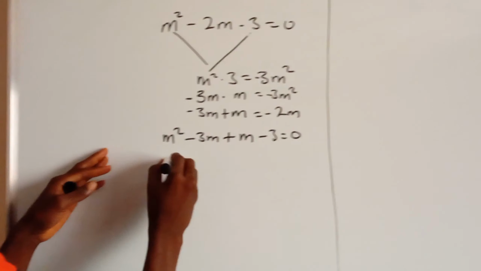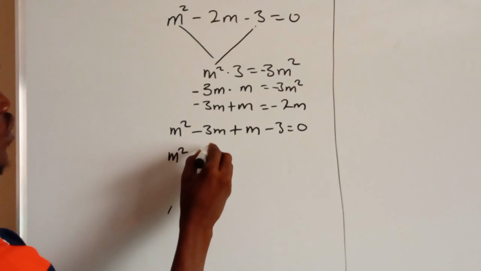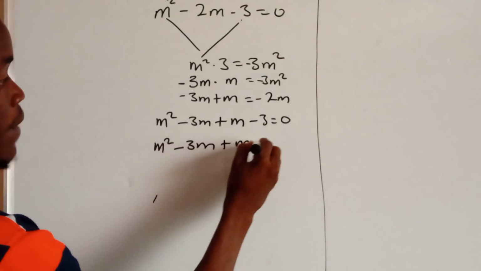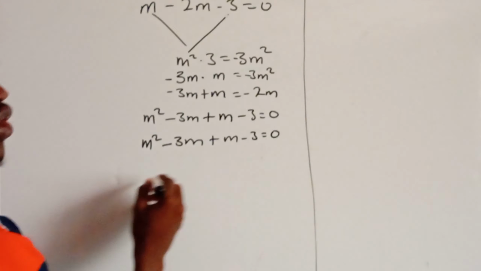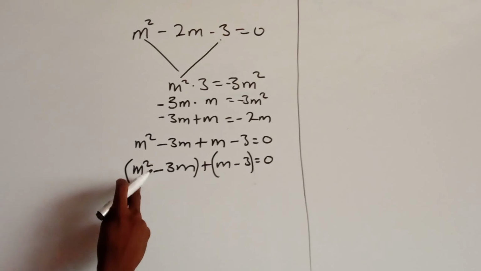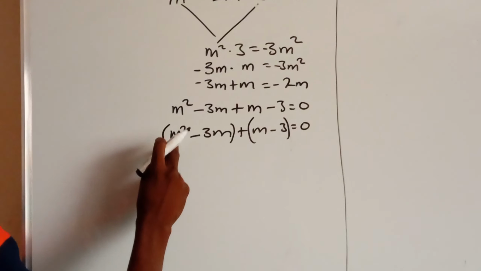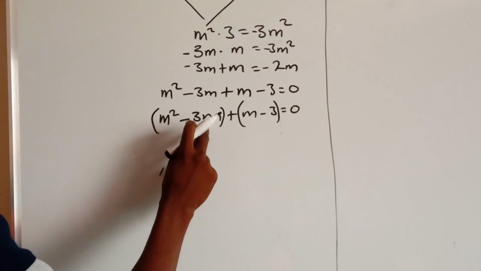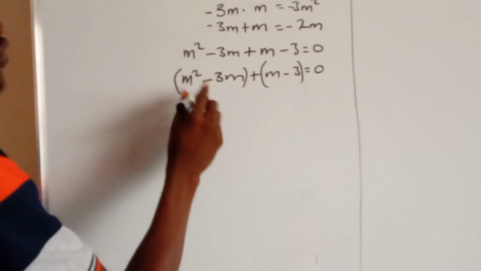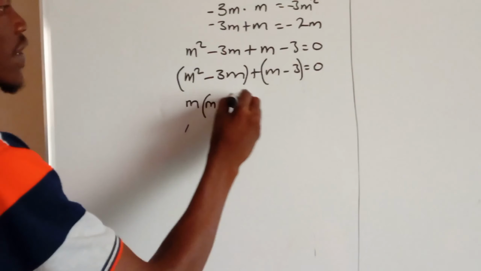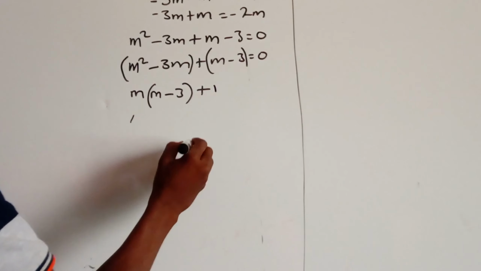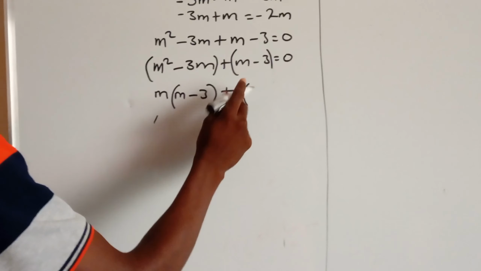So m squared minus 3m plus m minus 3 equals 0. So group this into two brackets. So what is the common factor here? There is the m, here there is also the m. So the common factor is m, into m squared is m, minus 3, plus. So the common factor here is 1. So m divided by 1 is m.